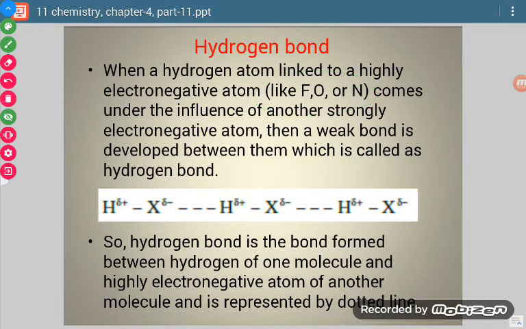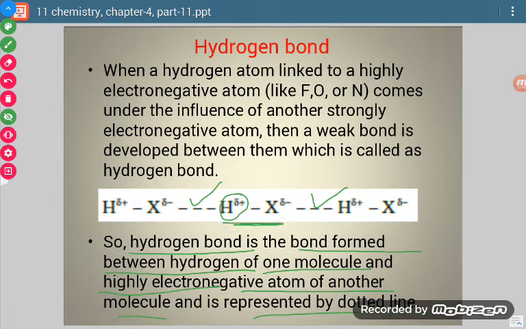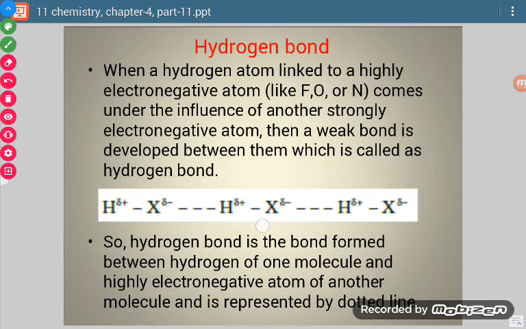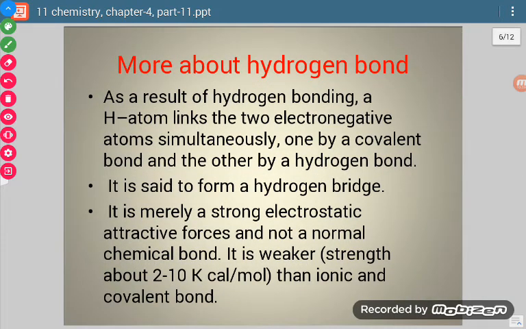Okay, now what is hydrogen bond? So hydrogen bond is the bond formed between hydrogen of one molecule and a highly electronegative atom of another molecule, and is represented by a dotted line. So hydrogen bond is always represented by a dotted line. Okay, and it is the bond formed between hydrogen of one molecule with the electronegative atom of another molecule. Okay, this is the definition. Now how many types? Okay, let us discuss a few more things about hydrogen bond.